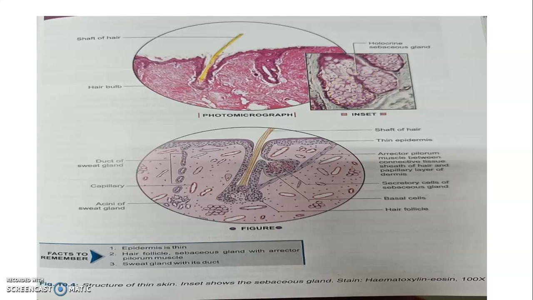Their oily secretion, or sebum, is conducted by short ducts into the hair follicles. Sebum acts as a lubricant for the hair shaft. Sebum keeps the skin smooth and prevents it from drying.